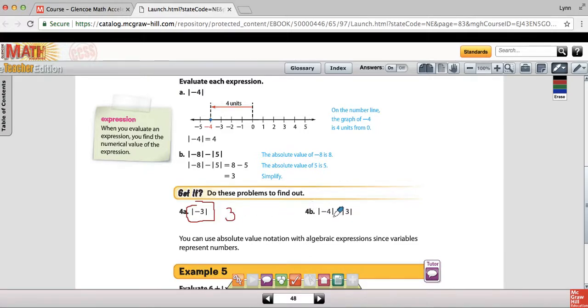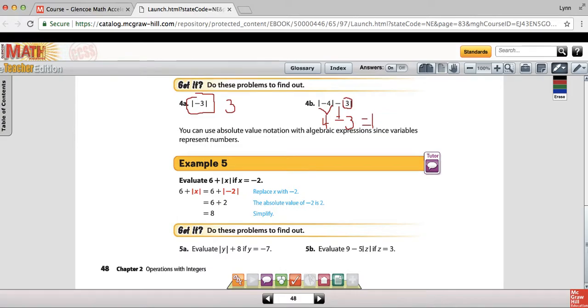In 4B, we have a couple of absolute values, and then we have an operation to take care of. So let's first of all take care of the absolute value of negative 4. Negative 4 is 4 places away from 0, so we'll record that. Minus, we'll bring that straight down into our expression here. And then the absolute value of 3 is 3. 3 is 3 places away from 0. Next, we will simplify. 4 minus 3 equals 1.